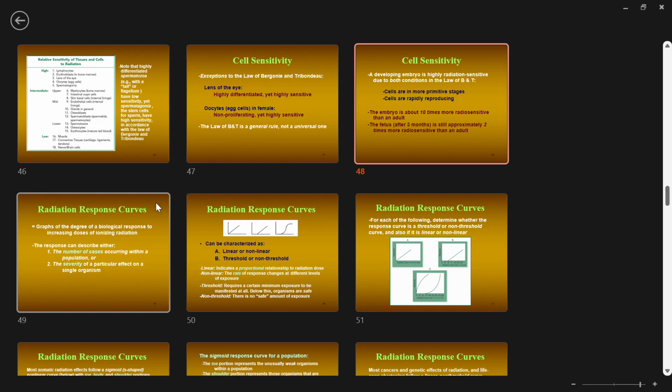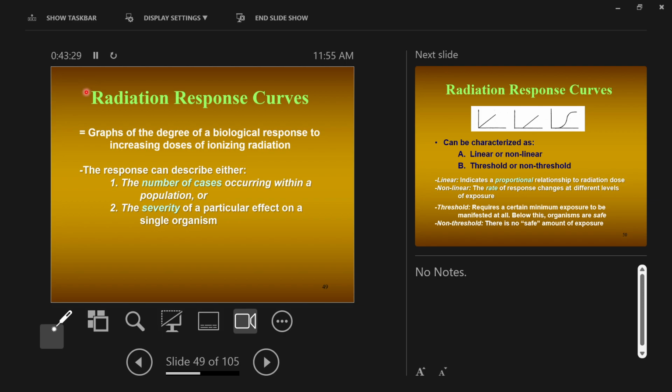So now that we've understood what the cells in our body are made out of and how they, roughly speaking, work, and we've learned that different cells at different stages are more or less sensitive to radiation, now we need to be able to talk about how the body or a single organism or many organisms in a population respond, how we can document or chart the response to radiation. So that's what we're going to need to do now, is talk about something called radiation response curves. This is a way of graphing the degree of biologic harm caused by increasing doses of radiation. We're going to see two different ways the graphs can work.